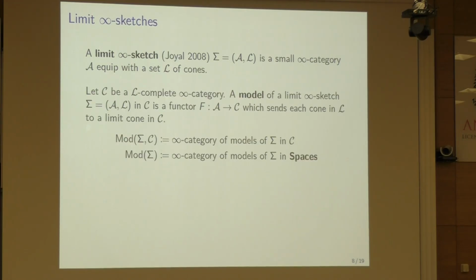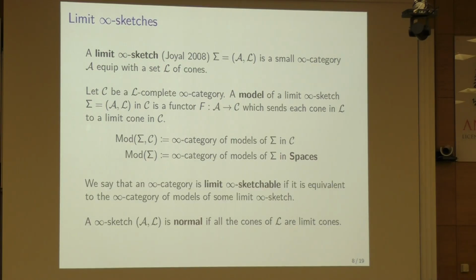Here I give a little more precise definition of model, where we take C to be only complete in the limits that we need, and then we can ask for models in any C. So it will be a functor sending cones to limit cones in any C which has those limits. And I will denote Mod of the sketch on C for the category of models on any C, and Mod of the sketch for the category of models in spaces, because here in infinity categories, where before we put sets, we are now always putting spaces as the infinity category of homotopy types. Okay.